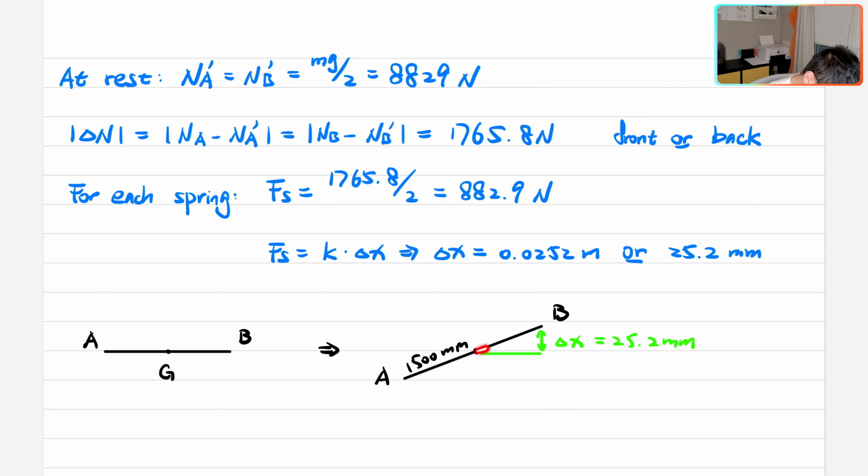Right angle triangle, 1500, 25.2. So your theta equals sine inverse 25.2 over 1500, 0.96 degree. Again, as I said, I'm exaggerating here. So the angle is very, very small. Nearly impossible to be seen by bare eyes. Maybe you can feel it, but it'll be hard to see.